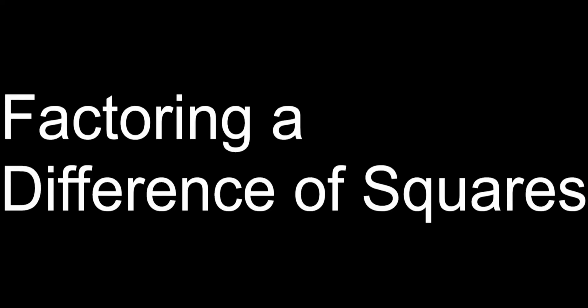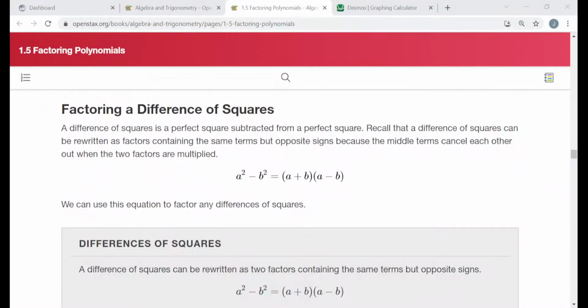Hello everyone. The title of this video is Factoring a Difference of Squares. Every exercise, every example I'm going to be doing in this video is taken directly from a free online textbook at openstax.org, and I'm in their Algebra and Trigonometry text in section 1.5, Factoring Polynomials. And I'm working under the heading, the objective, factoring a difference of squares.